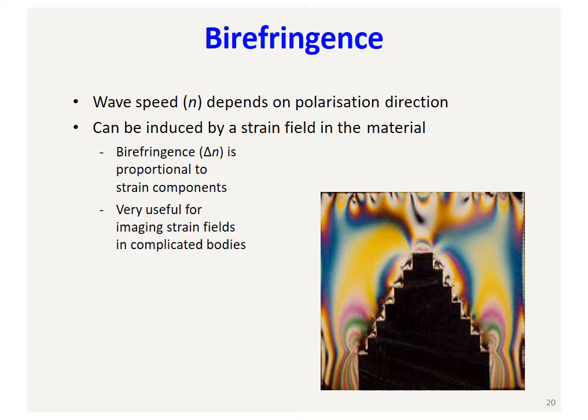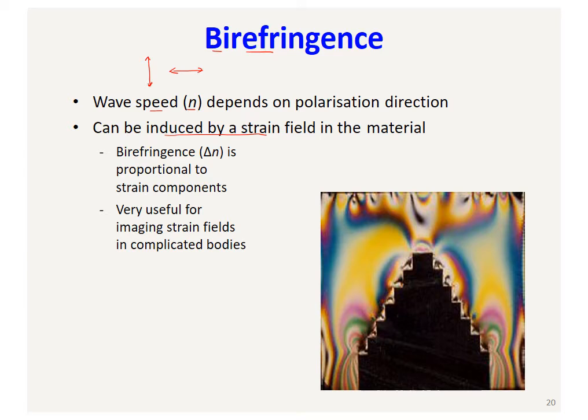Birefringence is the property that some materials have, whereby light with a certain polarization travels through the material at a different speed than light with the different polarization. This different speed or different wavelength is known as birefringence. They have two refractive indices. It can be inherent to the material or it can be induced by a strain field, and in fact is a really useful way for imaging strain fields in materials.